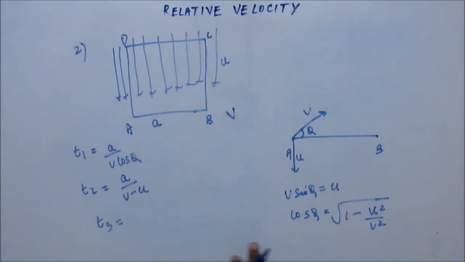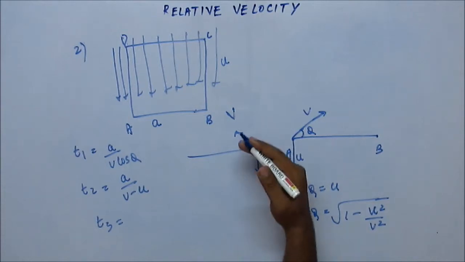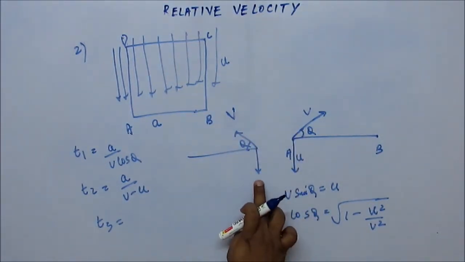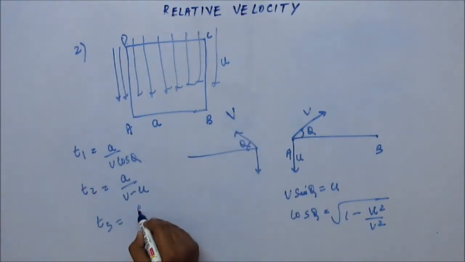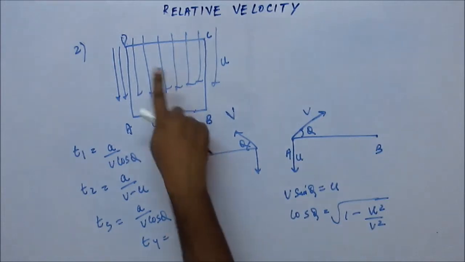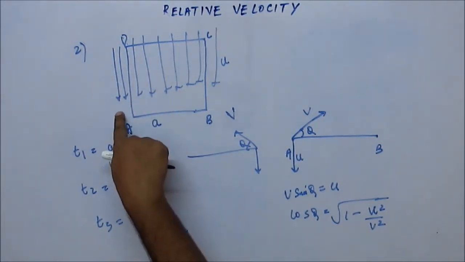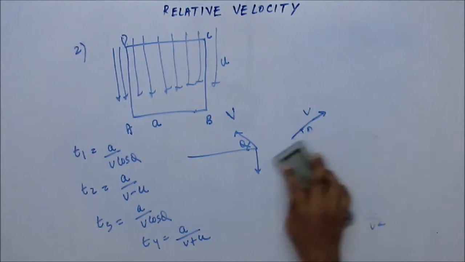If you go from C to D, you draw a diagram like this. Wind is blowing in this direction, you have to go in this direction, keeping an angle theta such that v sin theta cancels the effect of the wind, and it goes with a speed of v cos theta. So t3 is going to be the same as t1. For t4, the wind is supportive to the motion, so the time taken would be a upon v plus u. You add all these and substitute cos theta with this. It will be a little bit of manipulation and you will get the answer.